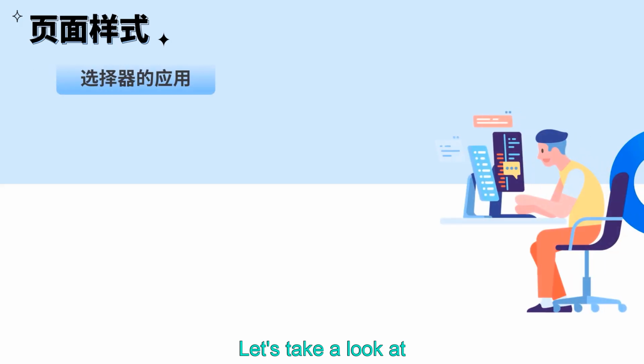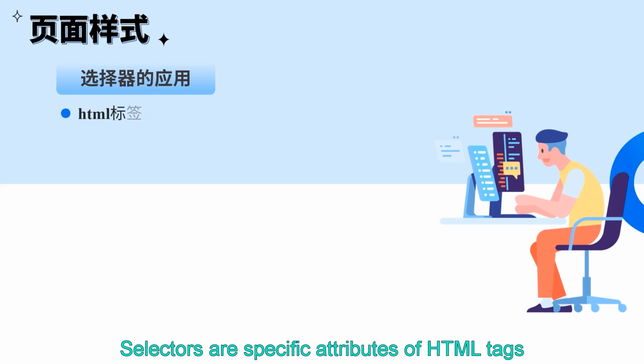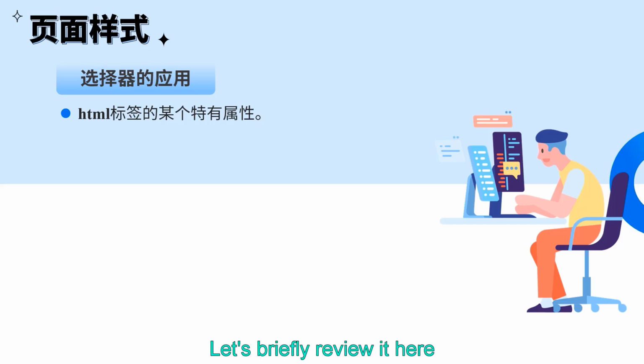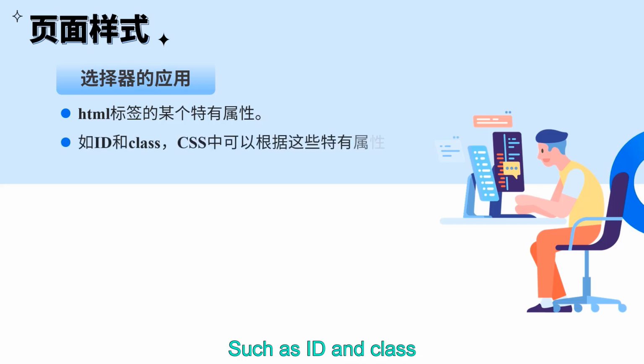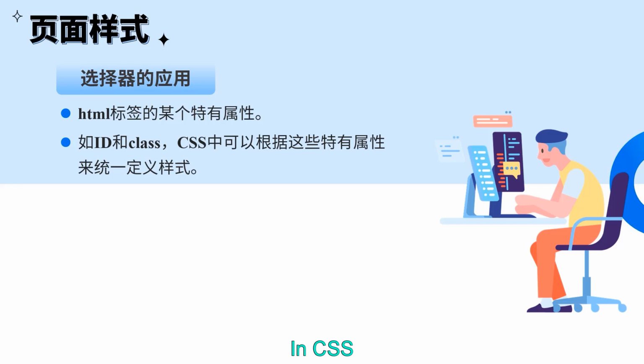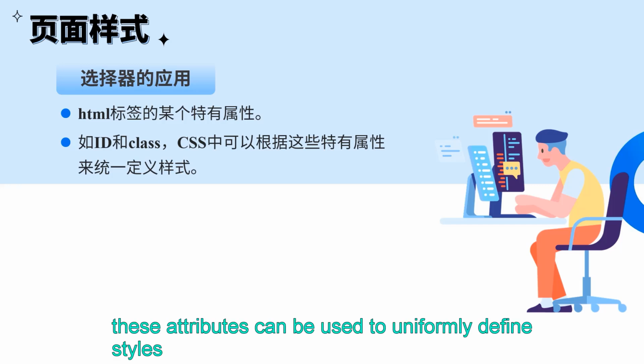Let's take a look at selectors next. Selectors are specific attributes of HTML tags. Students with CSS basics should be familiar with this content. Let's briefly review it here. Such as ID and class. These are specific attributes of HTML tags. In CSS, these attributes can be used to uniformly define styles.